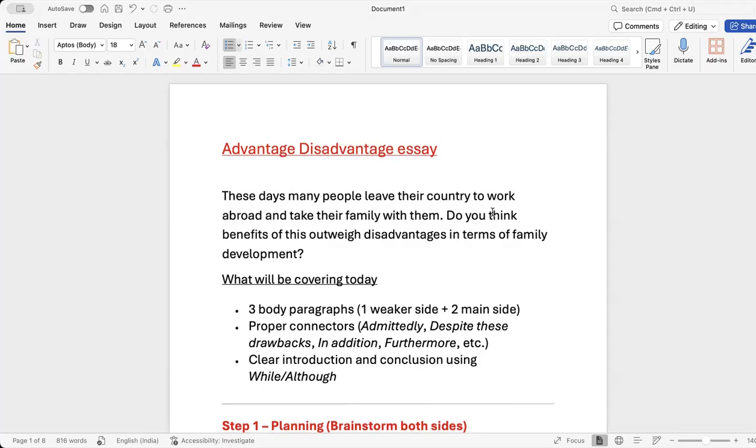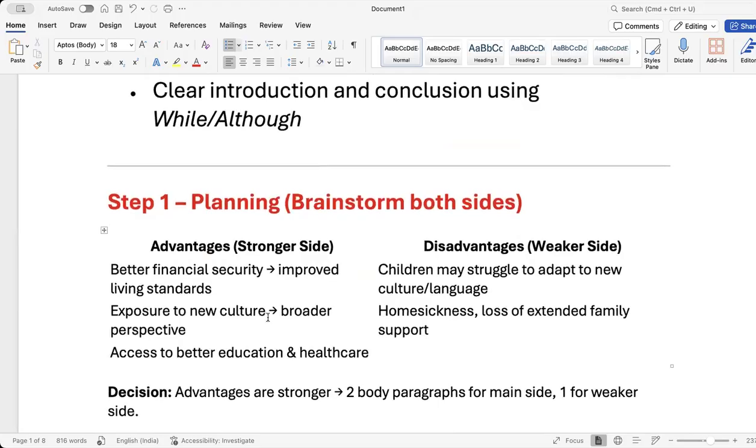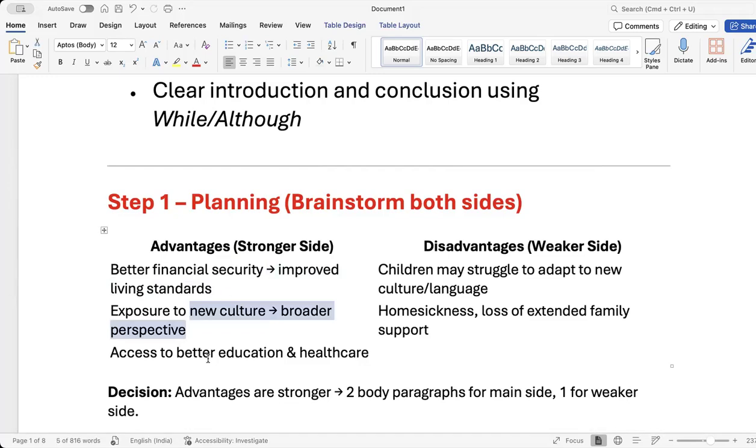Anyways, I have not written down all the points that you mentioned, but I've written down quite a few. First is improved living standard, which you said: in a foreign country, better education, healthcare, better and modern lifestyle, the family gets to live that, plus exposure to a new culture and broader perspective. You also mentioned a better bond between family members, so we can consider that as well.